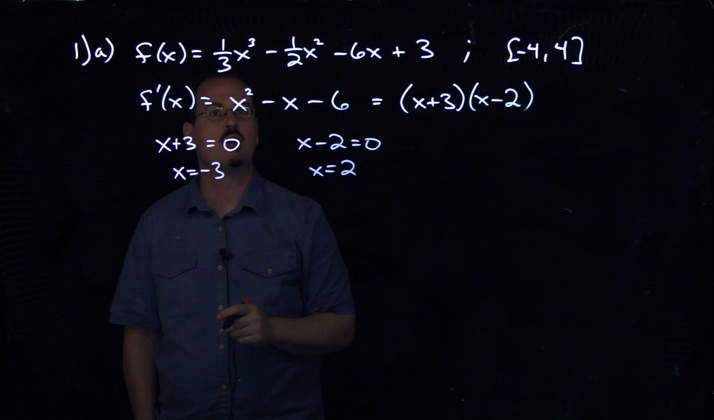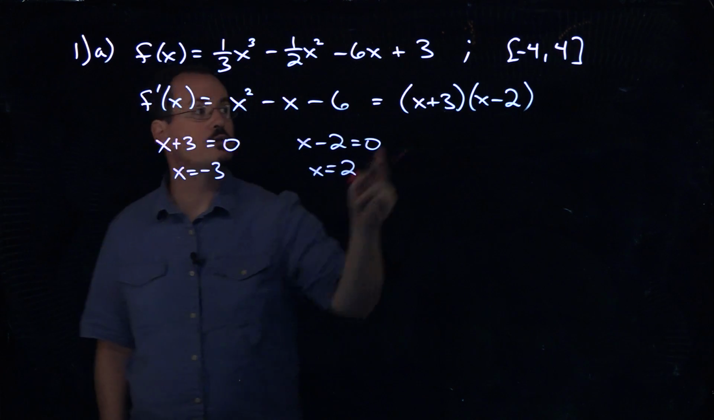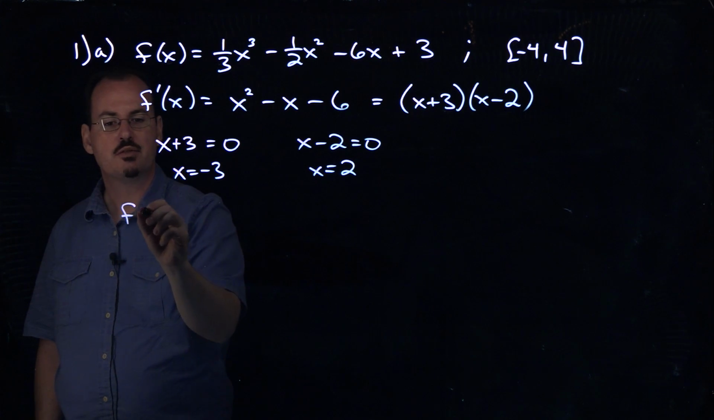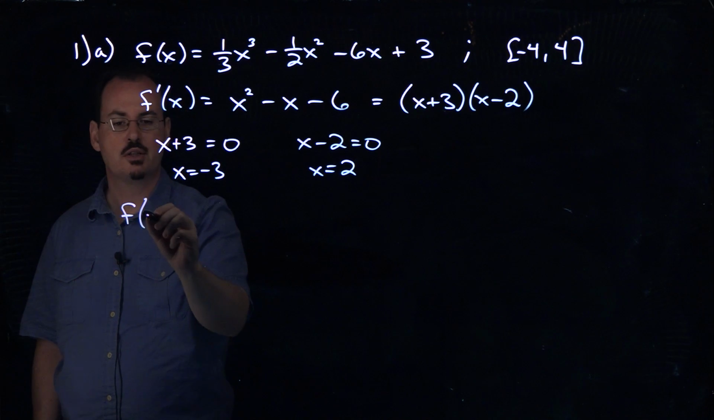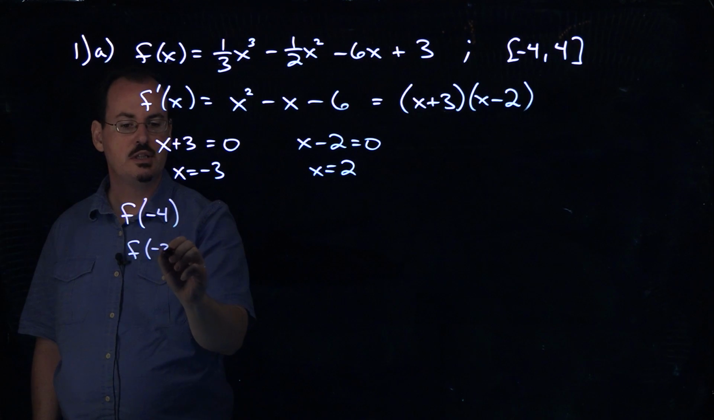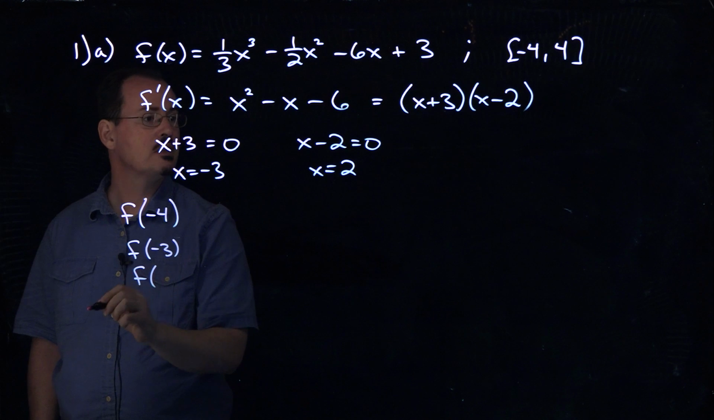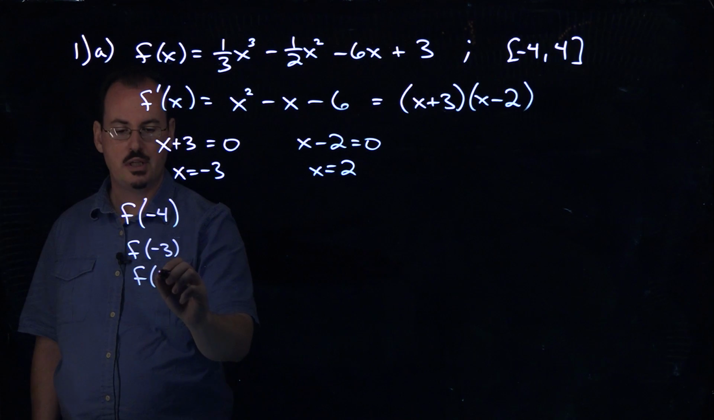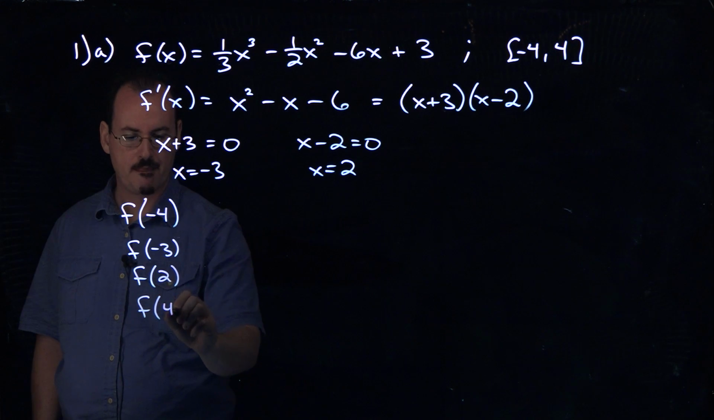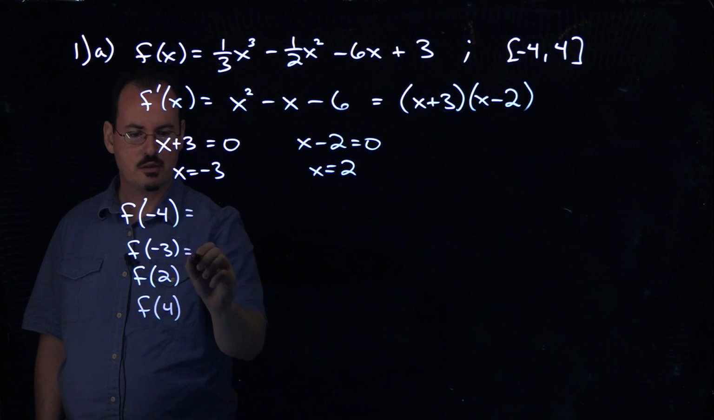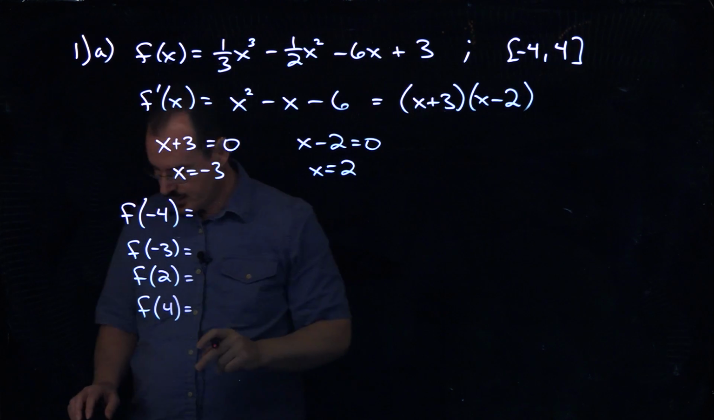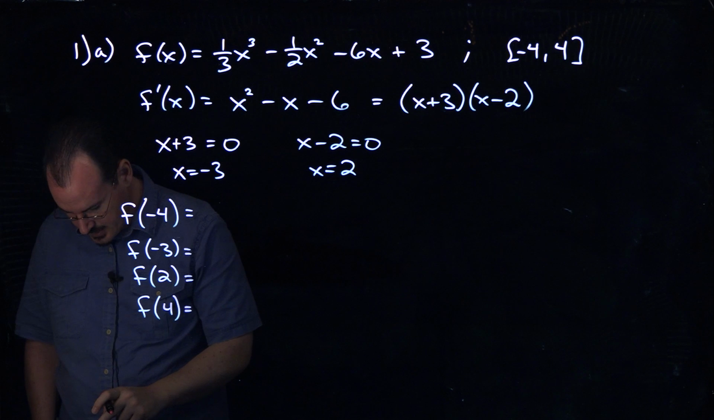Then we just want to plug all of the values that we have here, the two endpoints and the critical numbers, back into the original function. So let's do this from smallest to largest. We'll get f of -4, f of -3, f of 2, and f of 4. Okay, so plug all of these numbers, critical numbers and endpoints, back into the original function. So I'll do that on the calculator.